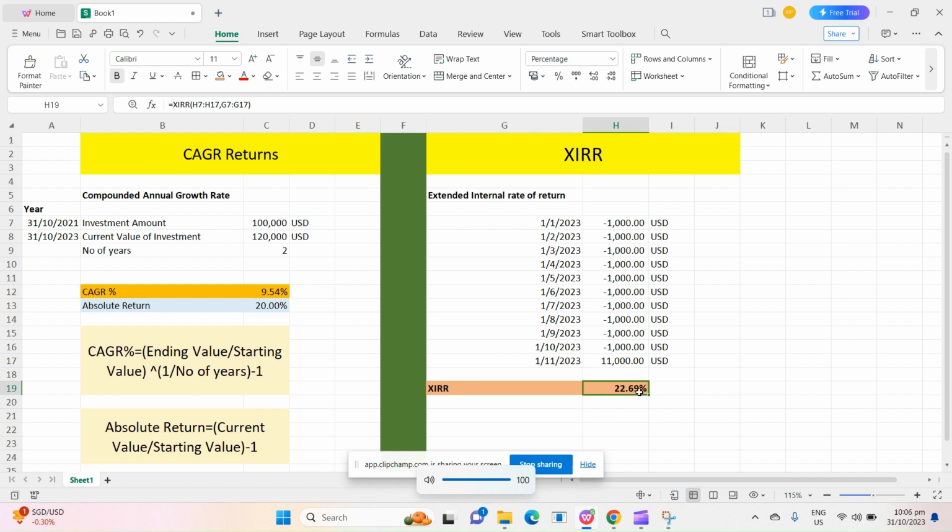For all systematic investment plans and dollar cost averaging type of plans, the platform will typically show you XIRR. So XIRR is a more accurate return than the annualized returns.